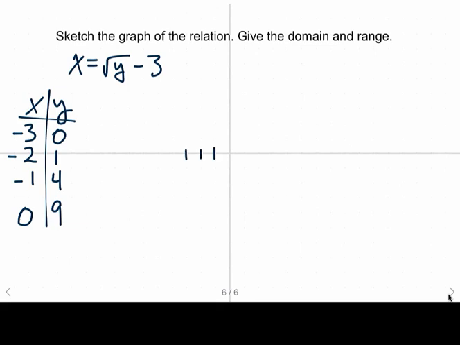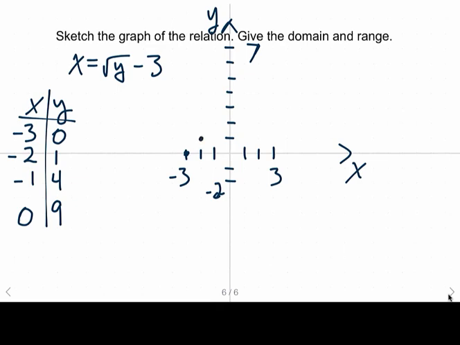So I think it would be judicious for me to mark some things here. So I've labeled my x and y axes and put some values on my little hash marks here. And plotting my points, -3, 0, -2, 1, -1, 4, and then 0, 9 is way up here, I suppose. And we end up with a graph that looks kind of like that. Looks like half of a parabola, kind of.